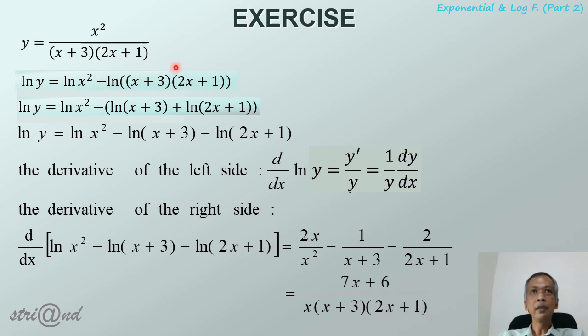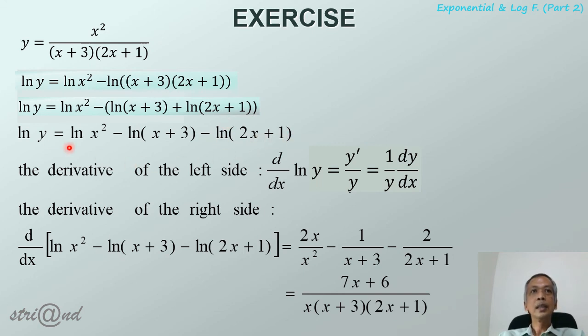And then we have a product here, so we need to apply the product rule. The natural logarithm of (x plus 3)(2x plus 1) is equal to the natural logarithm of x plus 3 plus the natural logarithm of 2x plus 1. And then we can open the brackets and we can find that the natural logarithm of y equals the natural logarithm of x squared minus the natural logarithm of x plus 3 minus the natural logarithm of 2x plus 1.